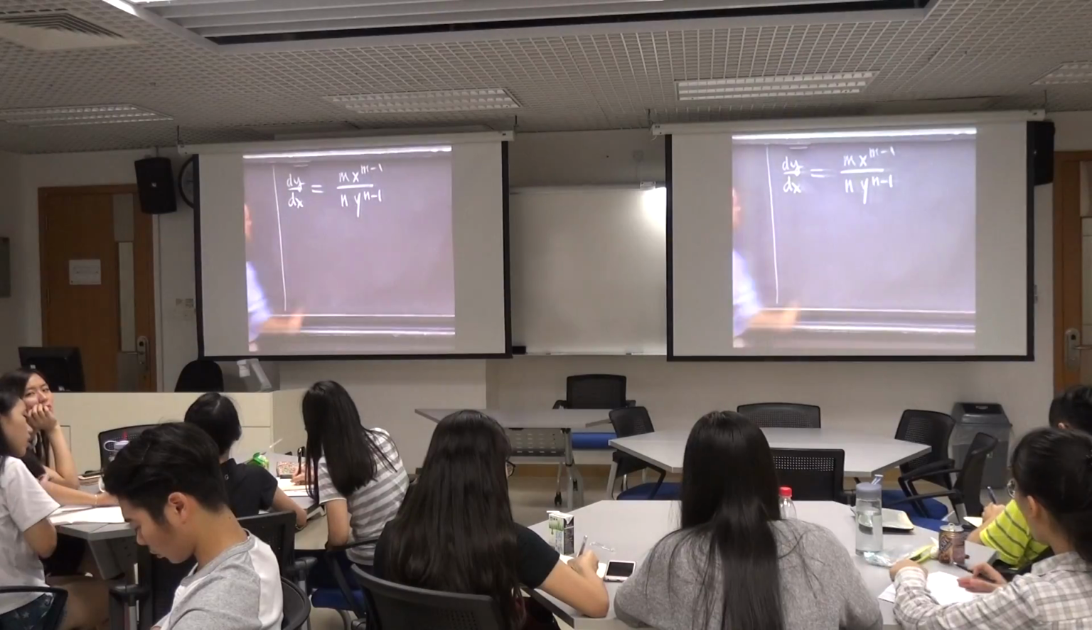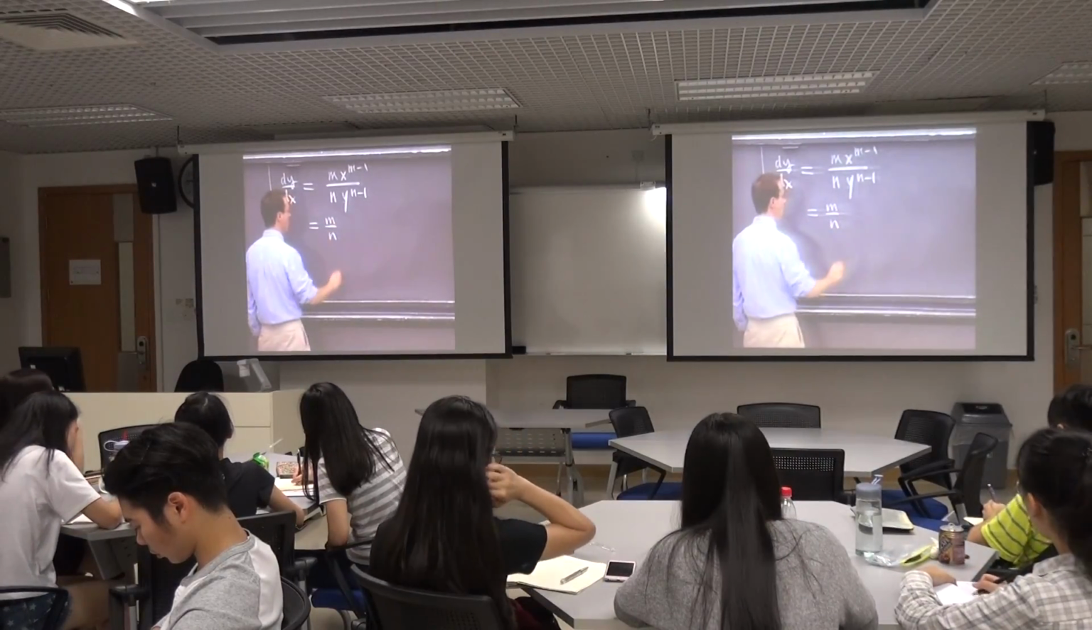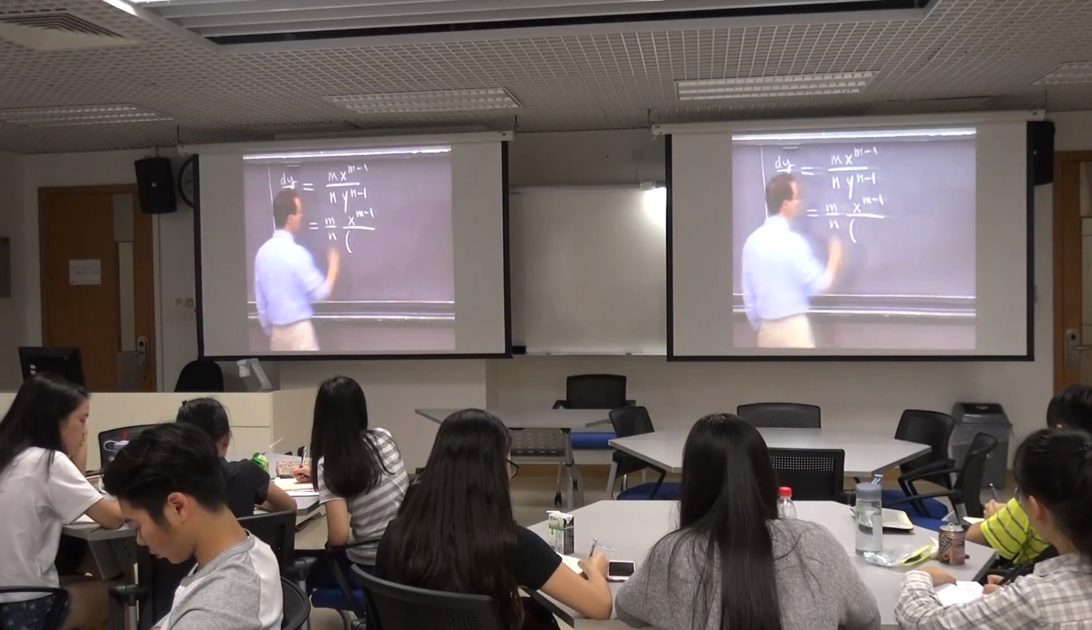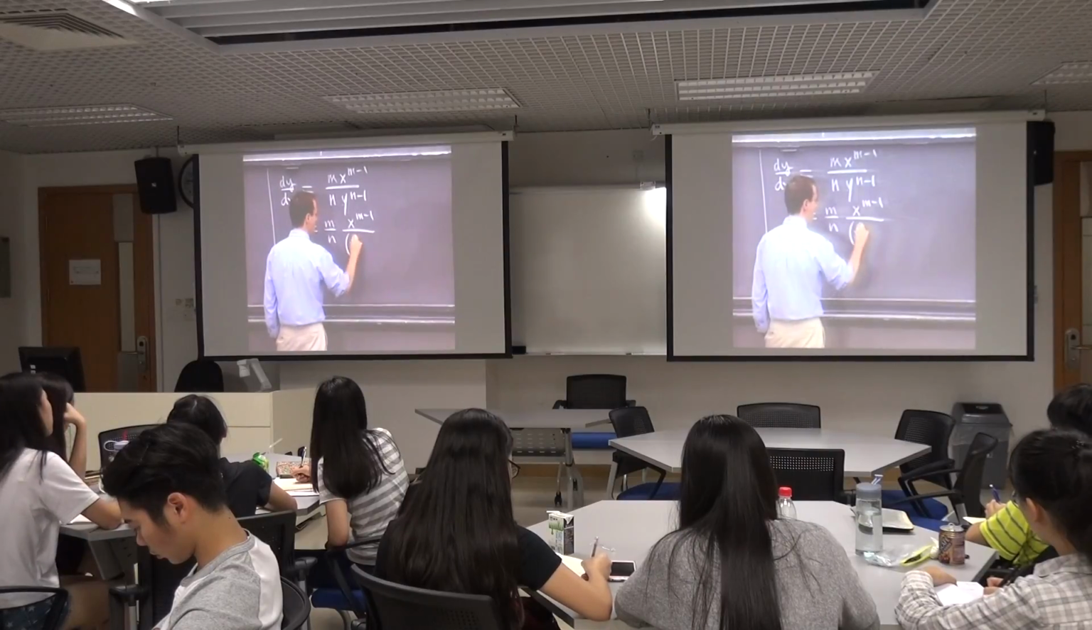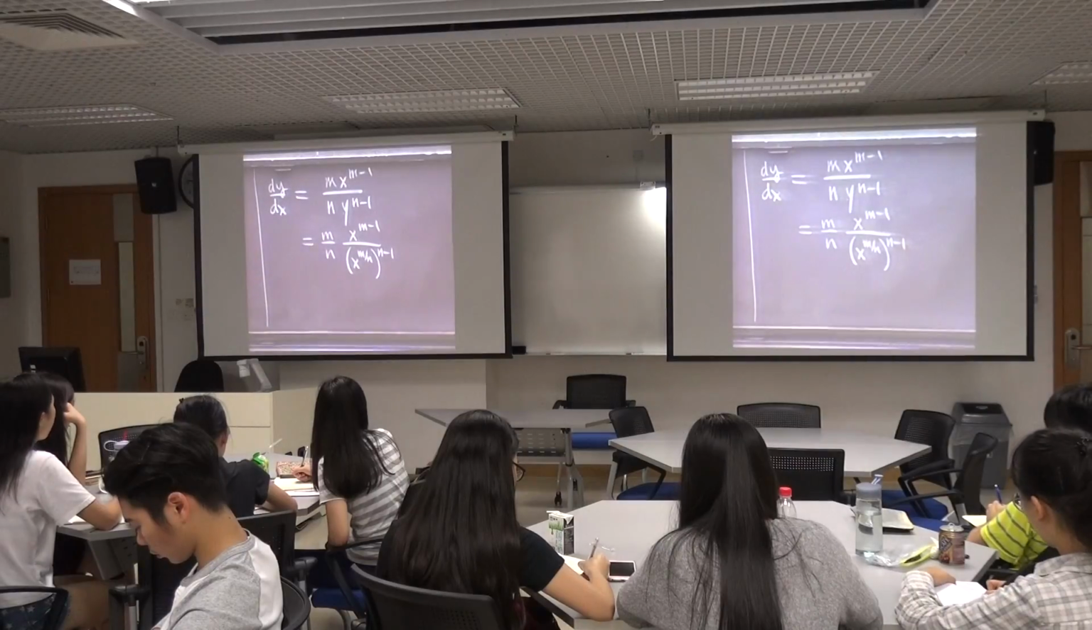And now I'm going to plug in. So I'll write this as m over n. This is x to the m minus 1. And now over here, I'm going to put in for y x to the m over n times n minus 1. Right?